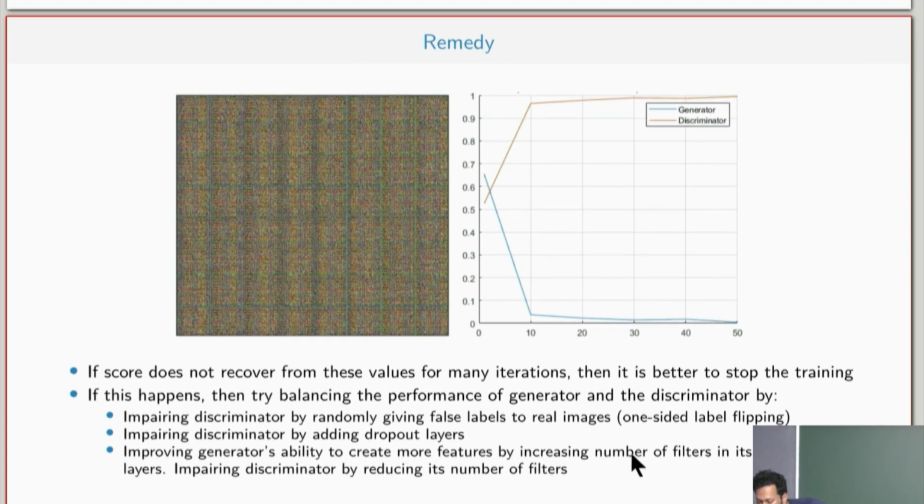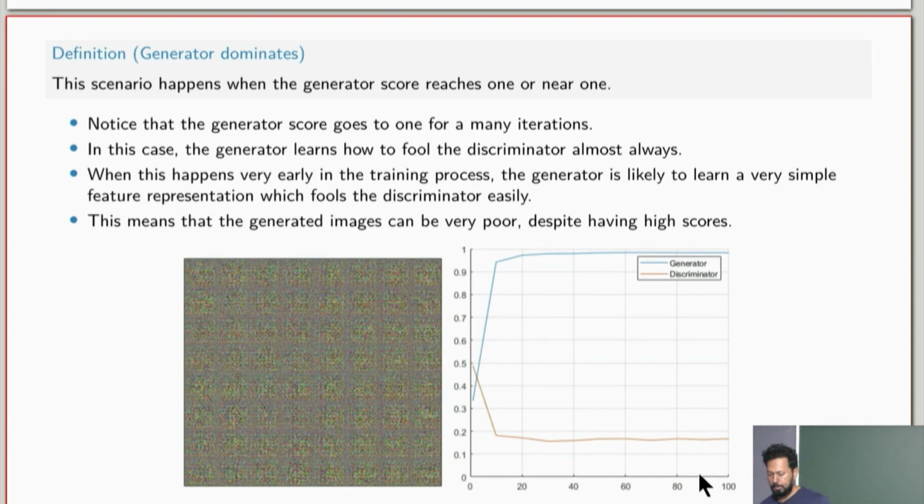So it may happen that your generator is underpowered. You may increase the number of filters and make it more powerful, and since the discriminator seems powerful, you may want to decrease the number of conv layers or filters, whatever you have there. These are suggestions from practice. We are not trying to explicitly prove these things.